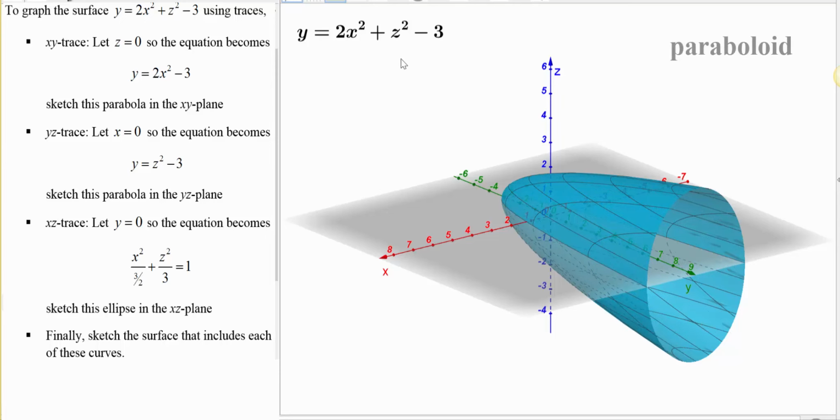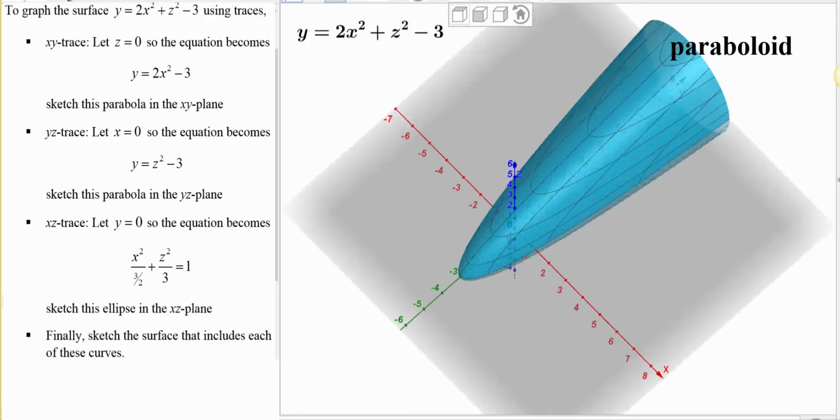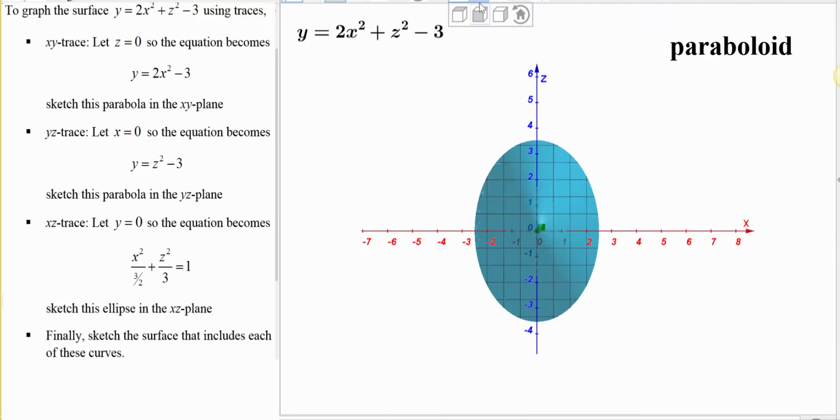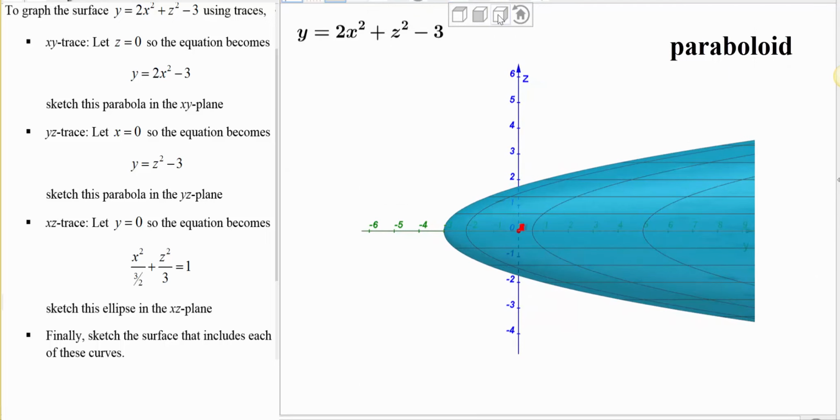This surface is called a paraboloid. Here's the paraboloid from several different perspectives, looking down at the xy plane, looking towards the xz plane, and looking towards the yz plane.